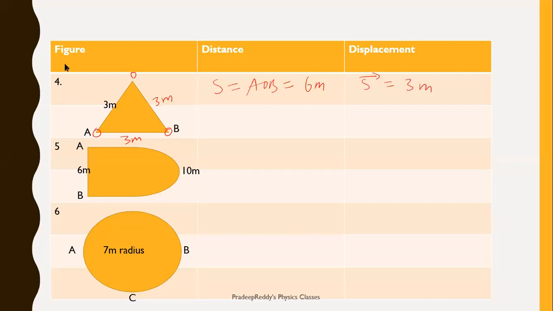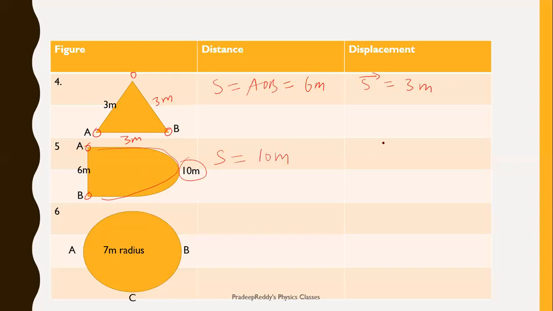Coming to the next question, starting from A to B, you should find out distance and displacement. A is here, B is here. Distance traveled S will be equal to the total length of this curve. Length from here to here is mentioned as 10 meter. Therefore, distance covered is equal to 10 meter.